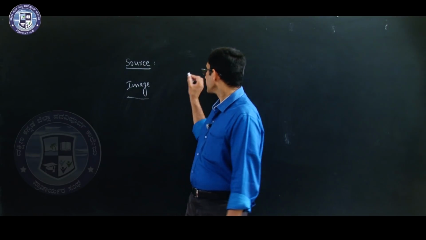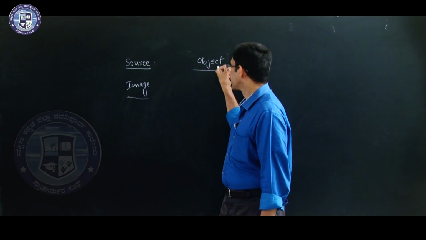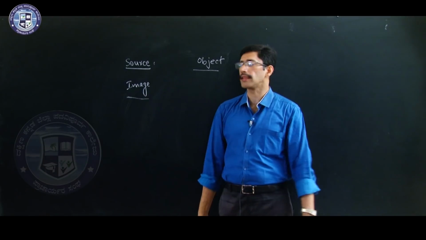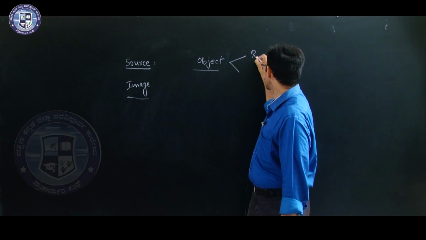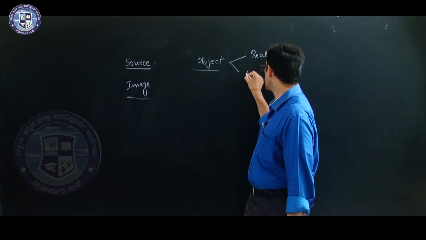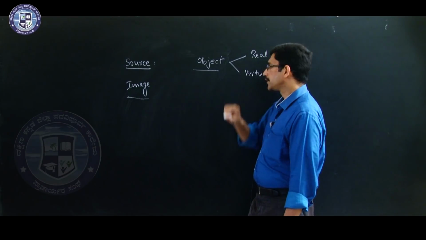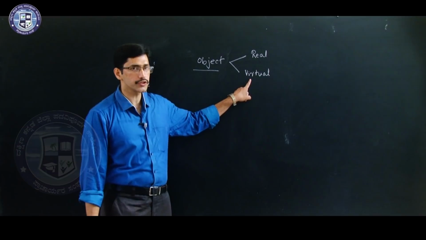So, when we consider the object, which is nothing but the source itself, which gives out light, this object could be either a real object or it could be a virtual object.